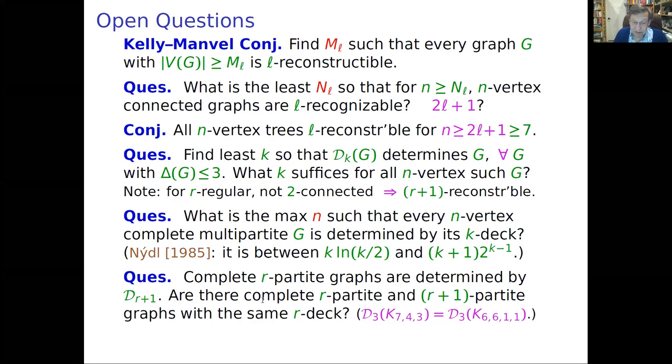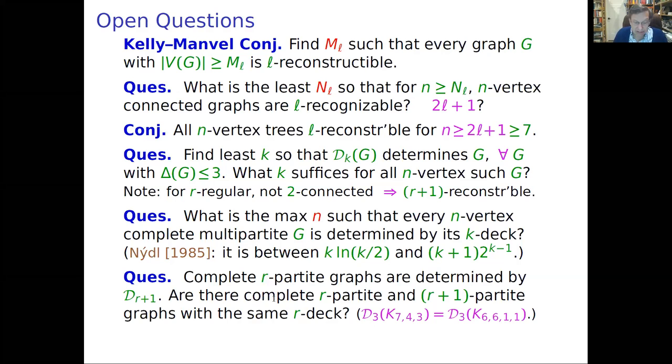Well, you know it's complete multipartite. The only thing that could go wrong is maybe there are complete r-partite and (r+1)-partite graphs with the same r-deck. And we found an example for r equals 3 where this is true. So here's a complete 3-partite graph and a complete 4-partite graph that have the same 3-deck. Maybe you can generalize this construction or find other such constructions; this would show sharpness of the result that complete r-partite graphs are determined by their (r+1)-deck.